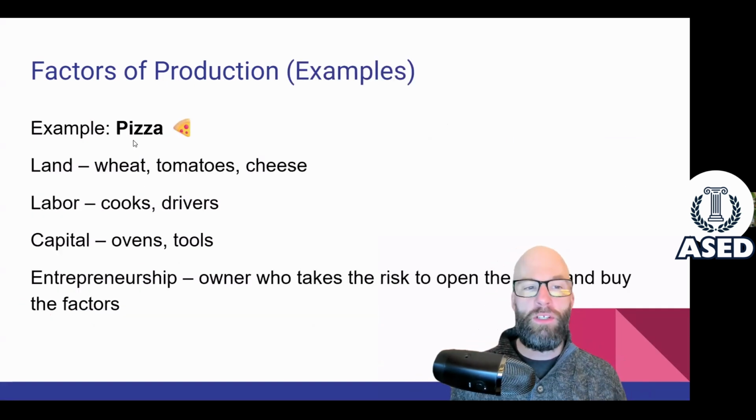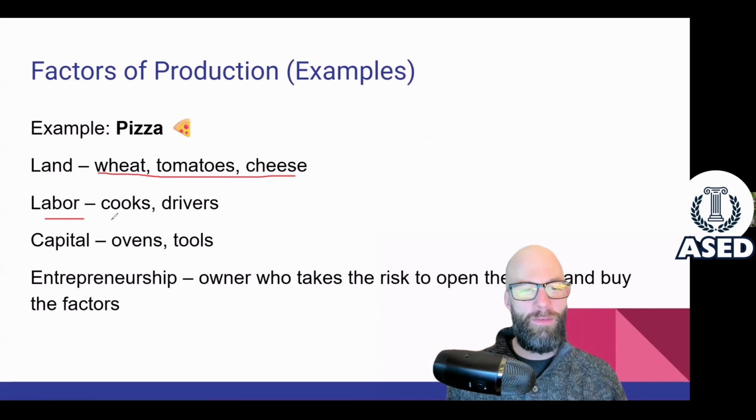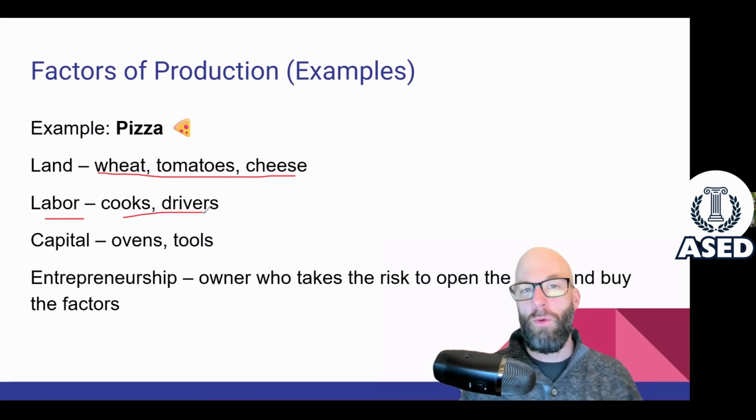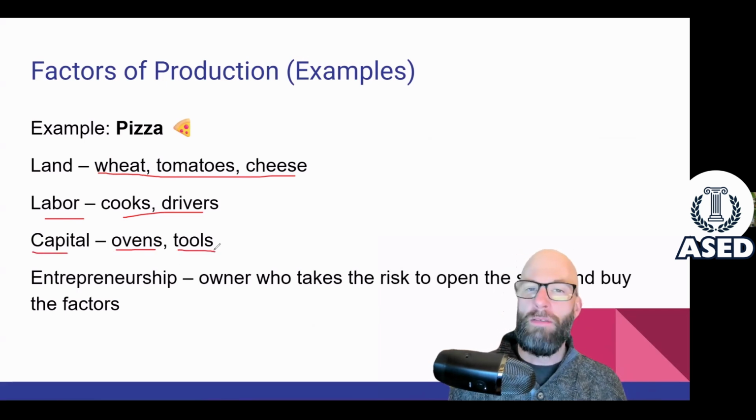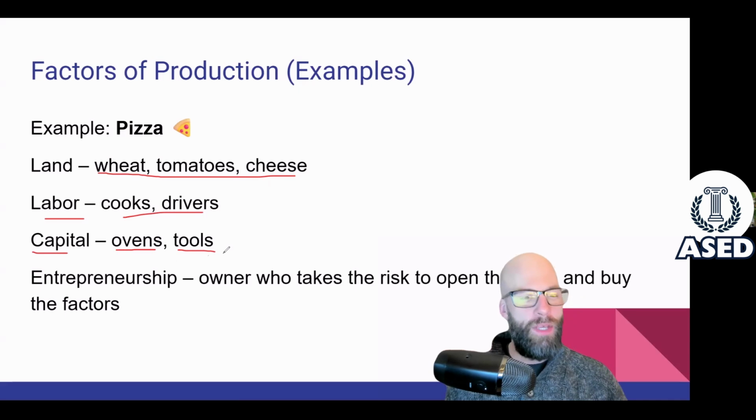So let's look at pizza, for example. For pizza, the land consists of wheat, tomatoes, and cheese, the natural resources. The labor is the cooks and the drivers, the people who do the work to actually get the pizza to where it needs to be. And the capital is the ovens and the tools, the machines that go into making the pizza.